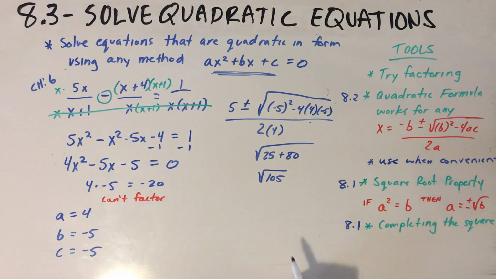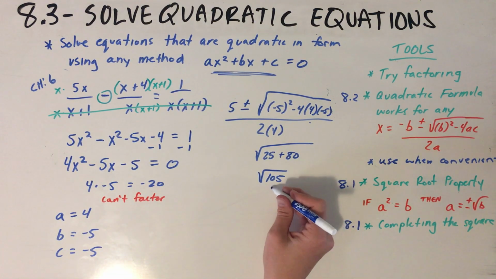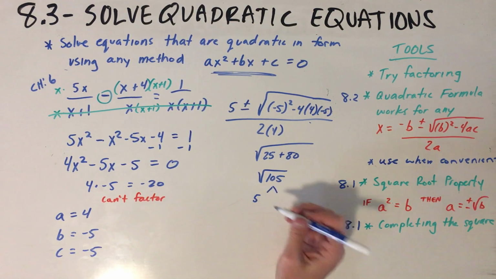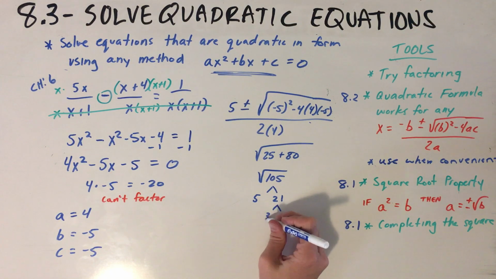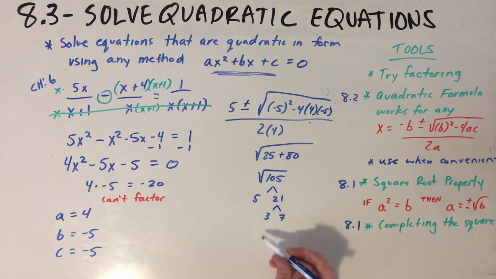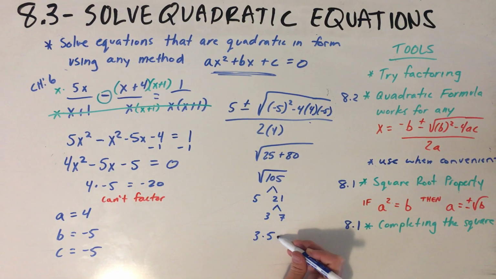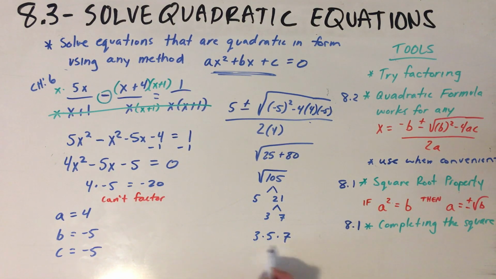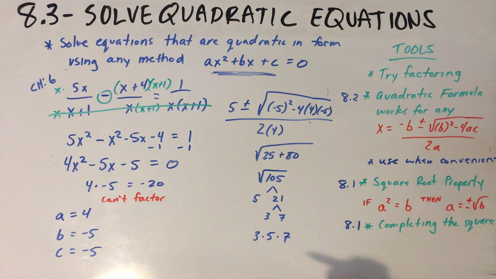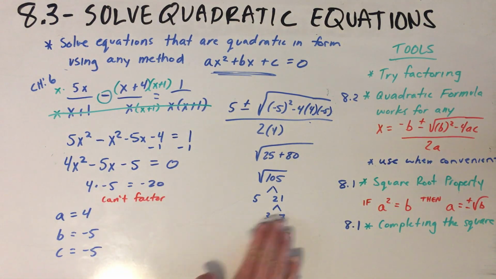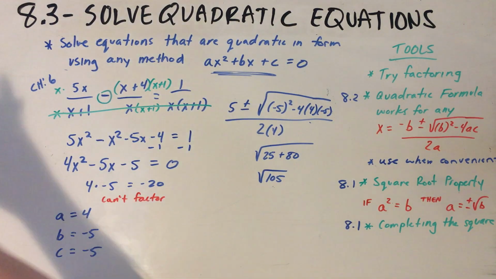We should definitely try to factor this 105, see if there's anything we can factor it down to. We know that it's divisible by 5. That's going to be 21, and that's going to be a 3 and a 7. And as you can see here, the prime factorization is 3 times 5 times 7. None of these are perfect squares, and none of them are duplicated. Remember, I need 2 of the same factor for 1 to come out. So there's nothing I can do to simplify the square root of 105. So I'm just going to leave it as the square root of 105.